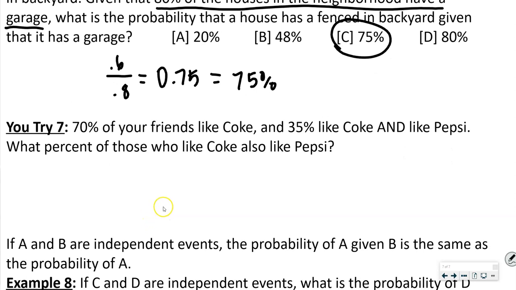All right, you try. This should have been 6, but it's 7. Let's see if you guys can do this again. Pause the video, come back to me when you're done.